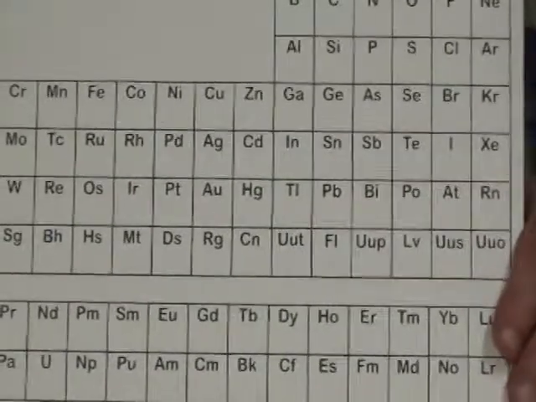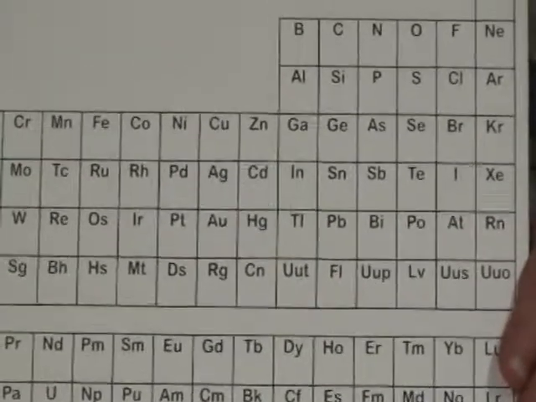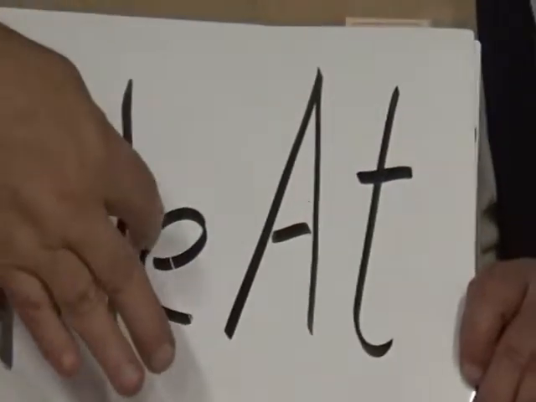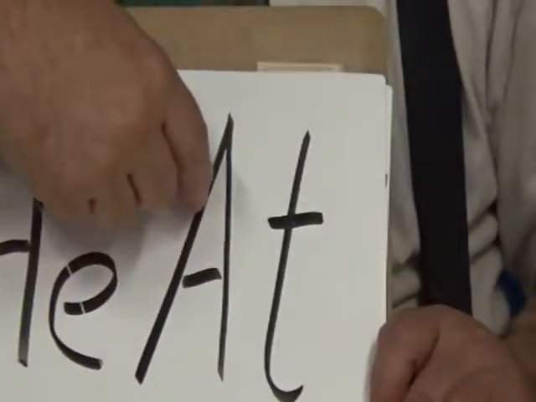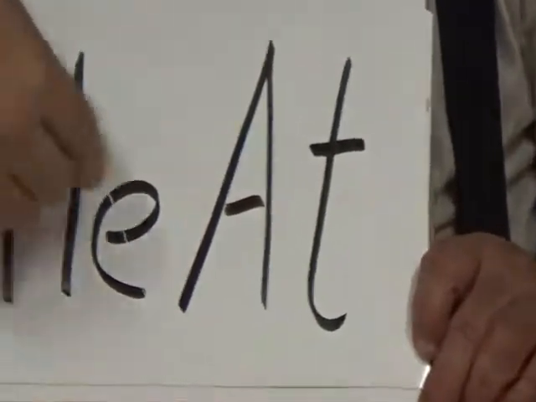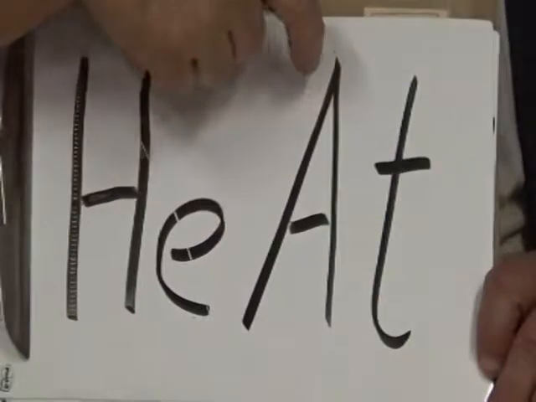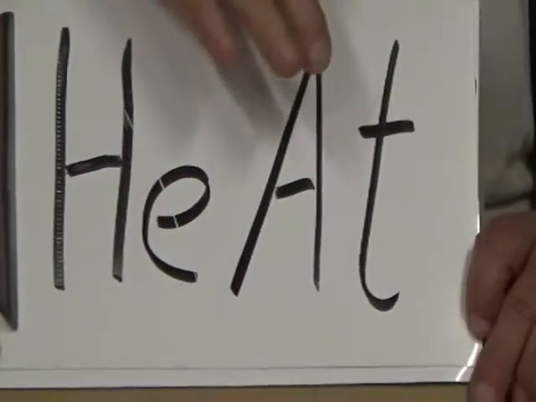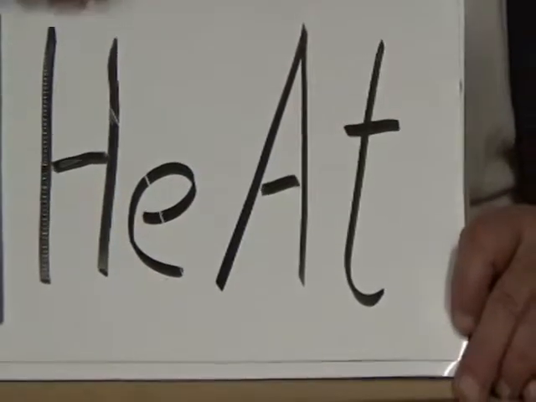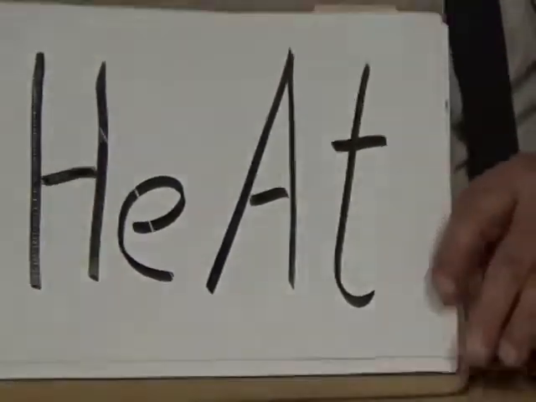What you're going to do is spell different words with the element symbols. For example, I have here "heat": it's helium, He, capital H, small e, and then capital A, small t, for astatine. Helium and astatine: HeAt. Even though you're not supposed to capitalize inside the middle of a word, we do here because we want to see that we have two different elements. And so we have heat.